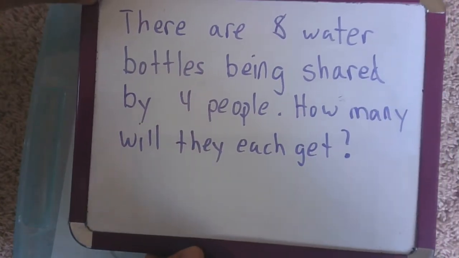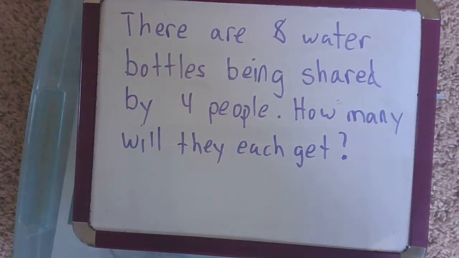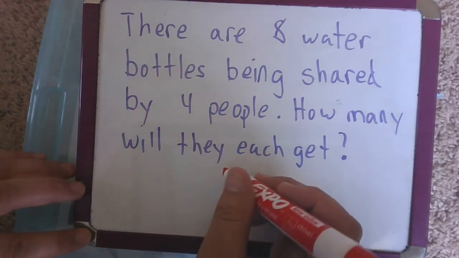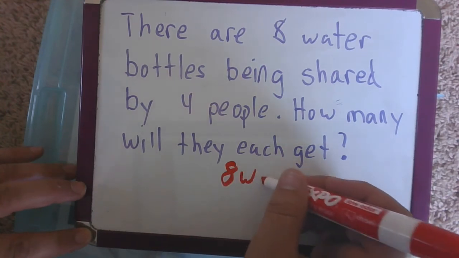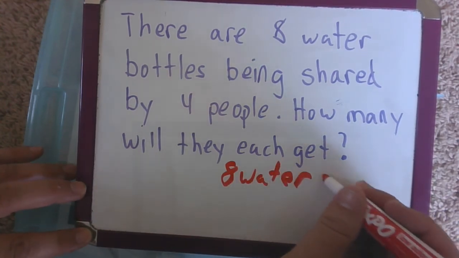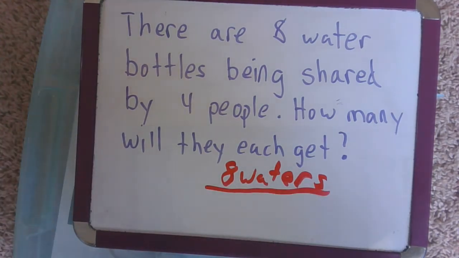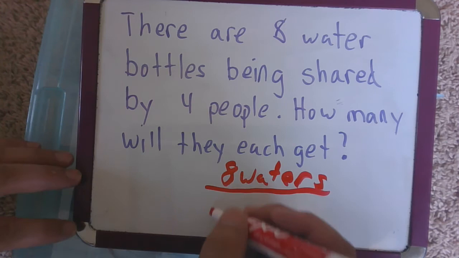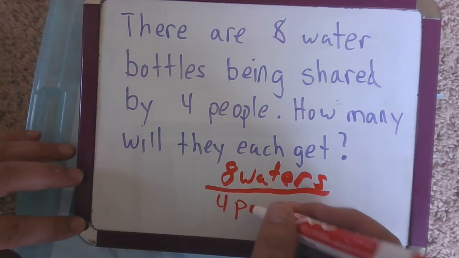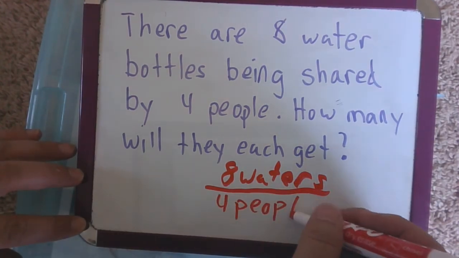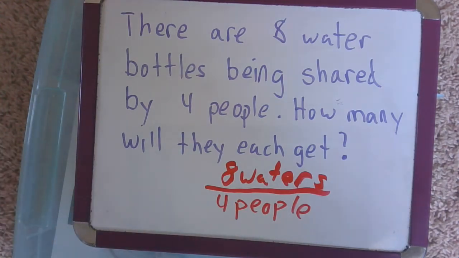All right, now let's take a look at one more. It says there are 8 water bottles being shared by 4 people. So how many will they each get? Okay, so we're going to set it up the same way we did before. What's being divided? The 8 waters are being divided. What are they being divided by? What are the groups? Oh, they're getting broken up between 4 people. So I have in this problem 8 being divided by 4.